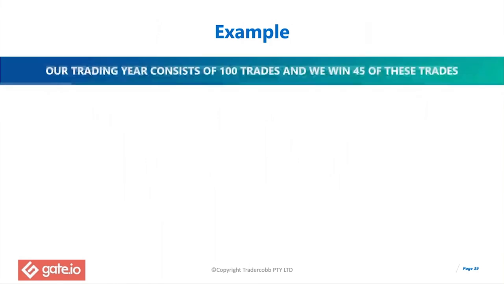So let's keep going with this 100 trades, 45 of these trades being winners. Now we're talking about a $10,000 account here. So I want to make that very clear, 10,000.